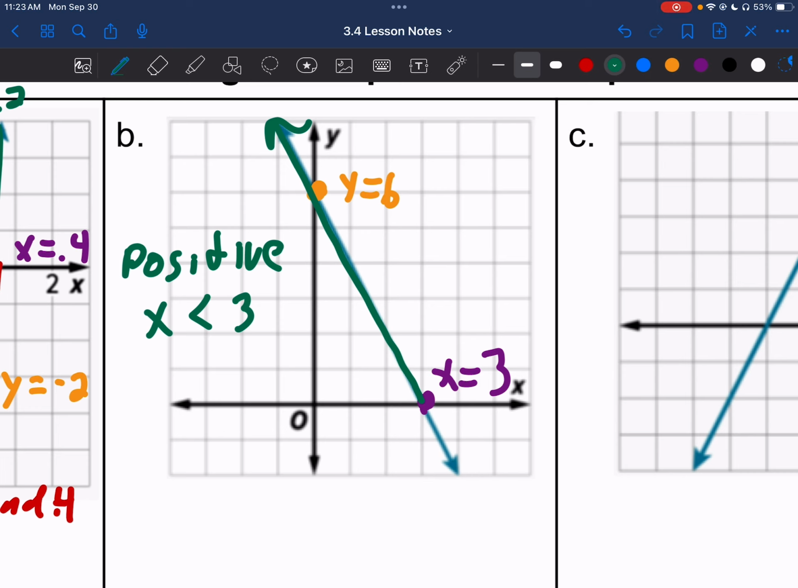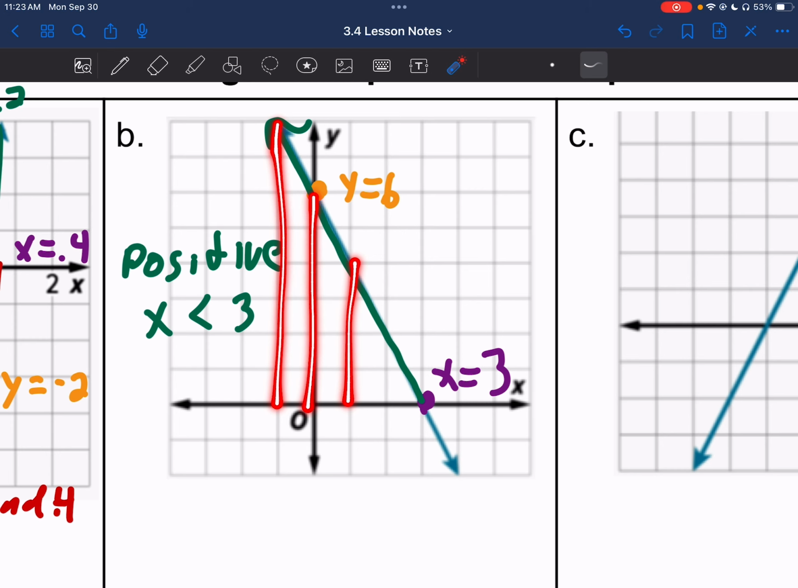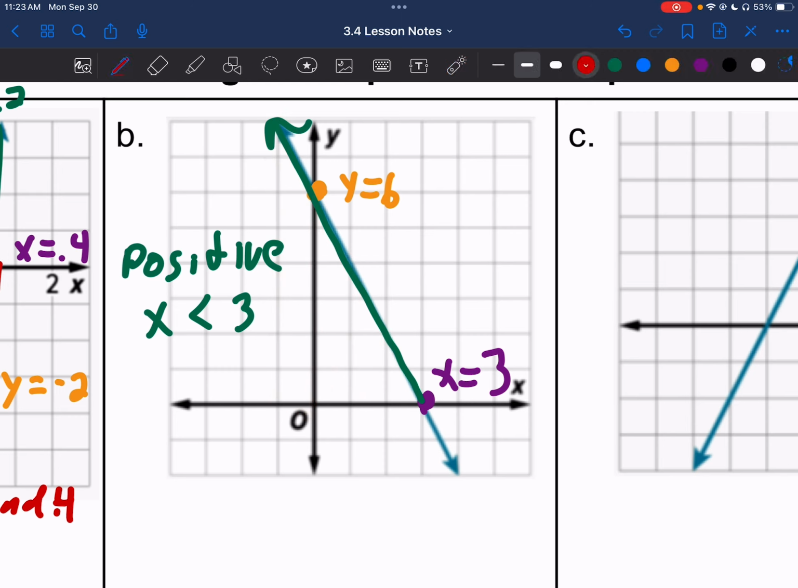So if I looked at x is 1, we get a positive value. X is negative 1, we get a positive value. X is 0, we get a positive value, right? These are all x values that are going to give us a positive outcome with our y. Now, when we look for our negative sections, we are going to be this section to the right here, and so that's going to be x is greater than 3.